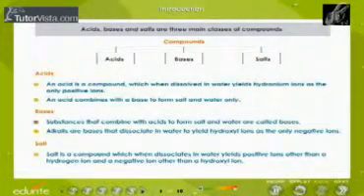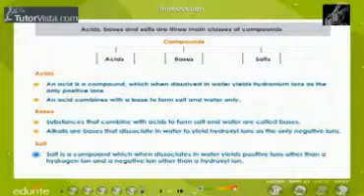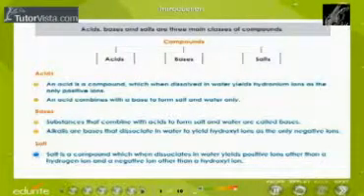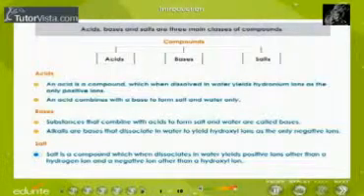Base. Substances that combine with acids to form salt and water are called bases. Alkalis are bases that dissociate in water to yield hydroxyl ions as the only negative ions. Salt. Salt is a compound which when dissociated in water yields positive ions other than a hydrogen ion and a negative ion other than a hydroxyl ion.